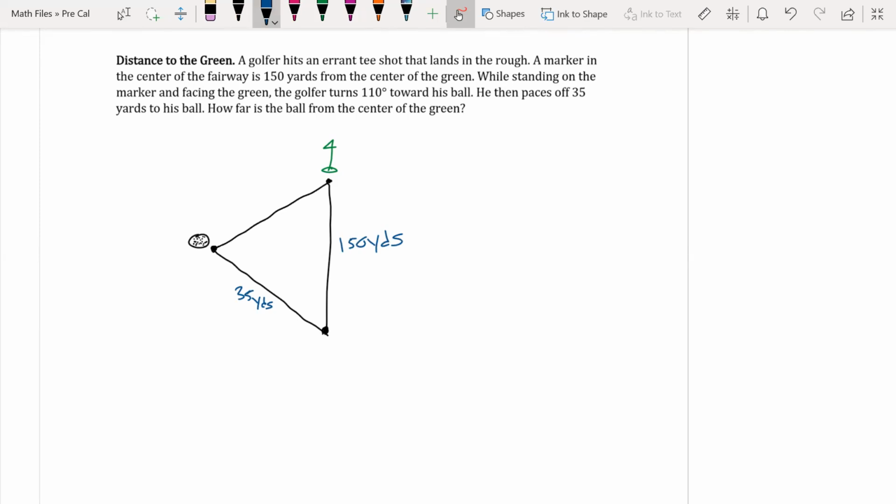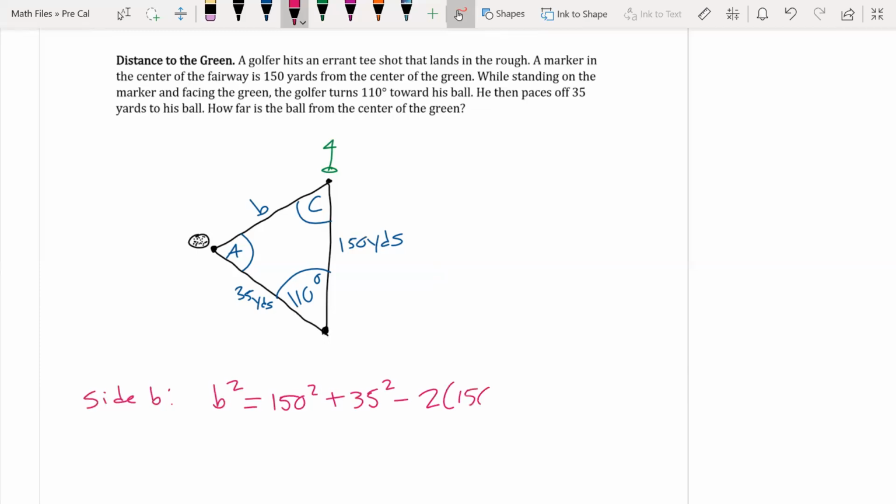Let's label this one. Why not B? So this will be A. We know that the golfer turned 110 degrees, so this will be 110 degrees. And here's C. All we have to do is find side B. B squared is equal to A squared plus C squared minus 2 times A times C times the cosine of angle B, 110 degrees.